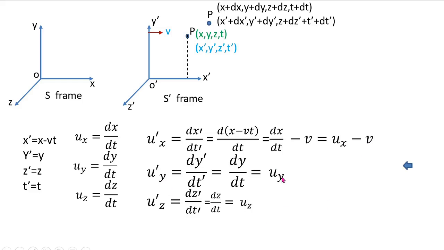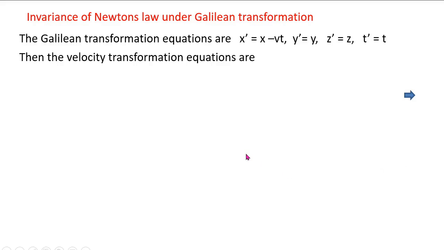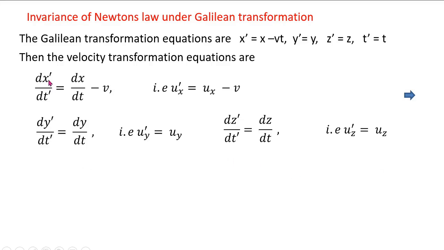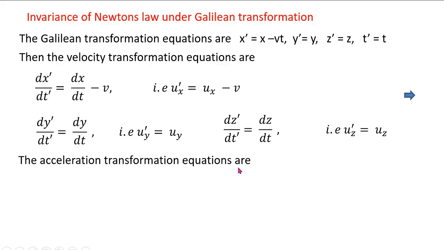uy dash is equal to uy, because dy by dt is uy. Therefore uy dash is equal to uy. uz dash is equal to uz. This way, from the three transformation equations, dx dash by dt dash is equal to dx by dt minus v, that is ux dash is equal to ux minus v, uy dash is equal to uy, and uz dash is equal to uz. These are the velocity transformation equations.